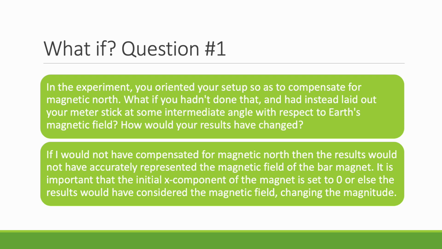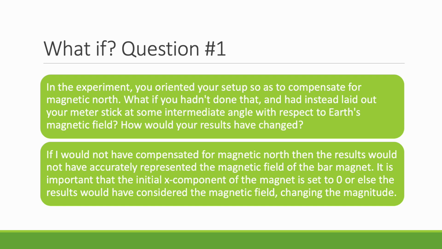So the first what if question in the experiment: you oriented your setup so as to compensate for magnetic north. What if you hadn't done that and had laid out your meter stick at home at some intermediate angle with respect to Earth's magnetic field? How would your results have changed?